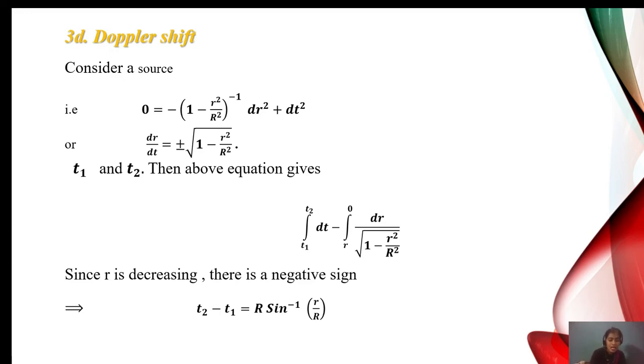Since r is decreasing, there is a negative sign, then t2 minus t1 equals r sine inverse r by capital R. This will be obtained as well. In partial derivative form, its value will be generated: delta t2 minus delta t1 equals 0, that is, delta t2 equals delta t1.